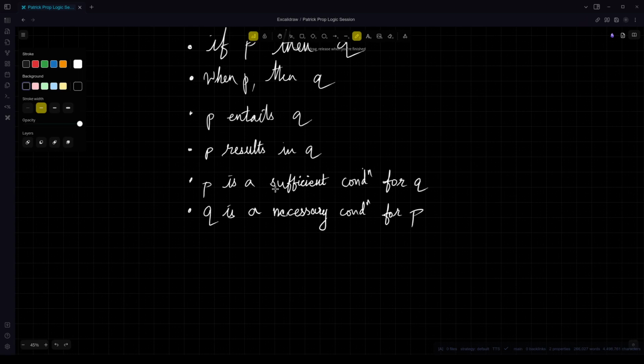So in this case, something could be sufficient, enough to substantiate Q, but it might not be necessary for it. So P might be sufficient to establish Q, but it might not be necessary to establish Q. You could probably establish Q with T, if not for P.